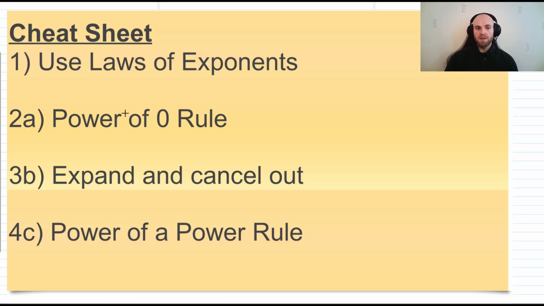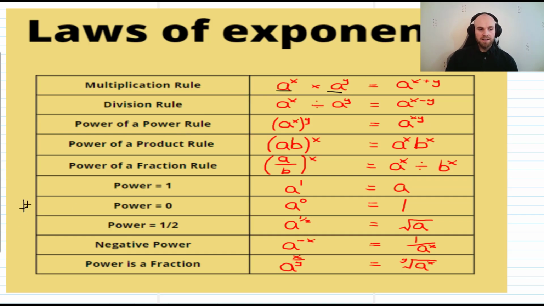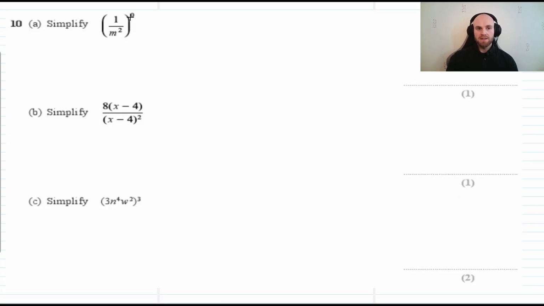And for part A, we are going to use the power of 0 rule. If you're not familiar with what that is, it is this one. So we have the power of 0, for example, a to the power of 0 equals 1. Or we could have, let's say, 5 to the power of 0 equals 1. Anything to the power of 0 is 1. So therefore, it doesn't matter what's in these brackets, it's to the power of 0. So that is going to equal 1.